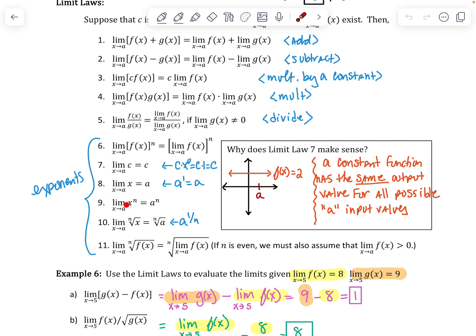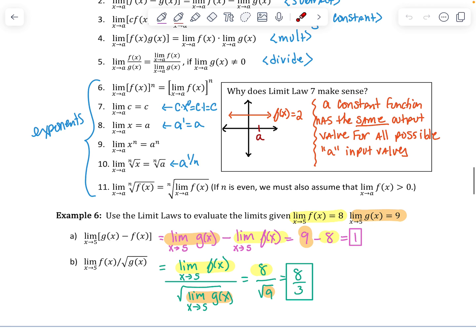But the limit of x to the n is you could just say, well, I'm going to take a, and that's to the n power. Radicals, remember, are fractional exponents. But even this law kind of has a second piece in the sense that you could think of the radical of the limit. Of course, if it's even, we have to worry about our negative, so we do need the function to be a positive limit.